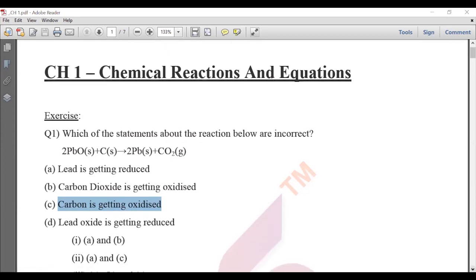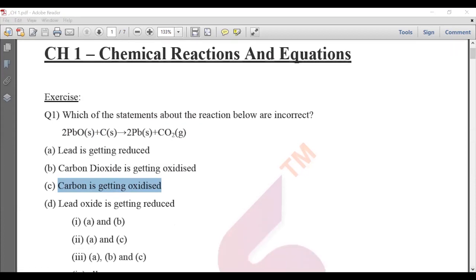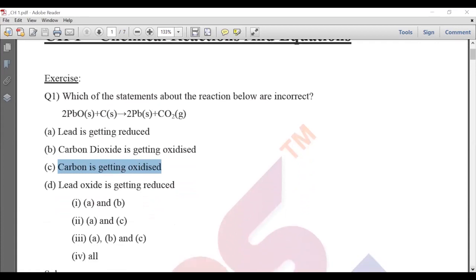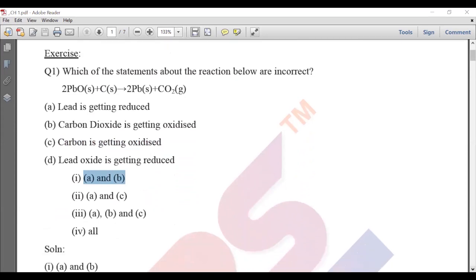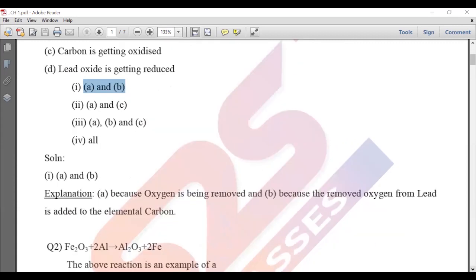Now we'll move on to the options. The options are, first one, A and B. So clearly option 1 is correct, that A and B are the incorrect statements. So here you have the solution, that is A and B, and the explanation, when we see that A is correct because oxygen is being removed from lead oxide.